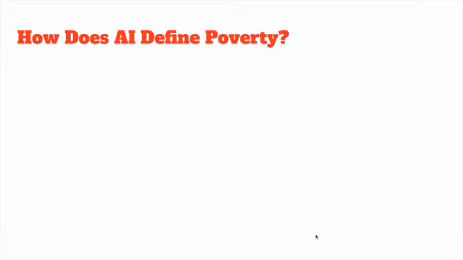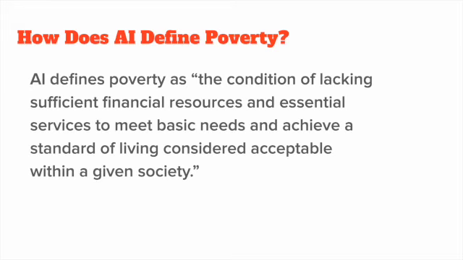So to begin with defining poverty, we asked AI how it defined poverty in one sentence. When we put that in, the answer we got was, poverty is the condition of lacking sufficient financial resources and essential services to meet basic needs and achieve a standard of living considered acceptable within a given society.